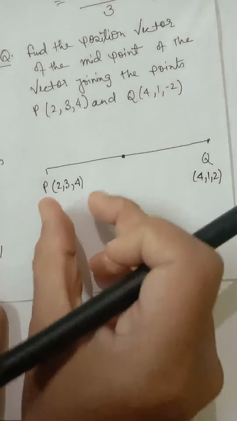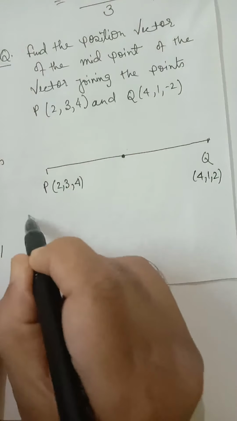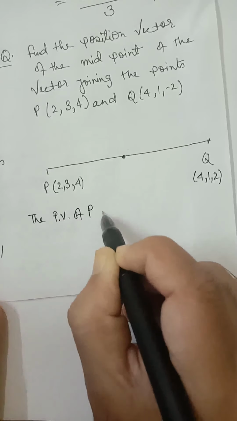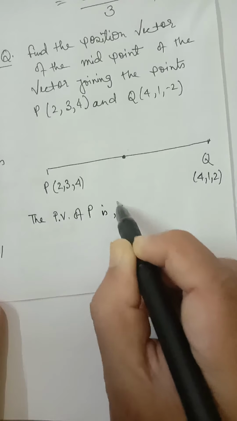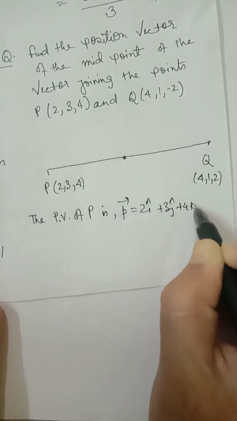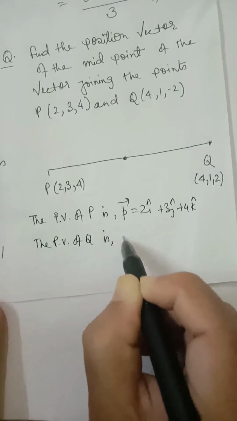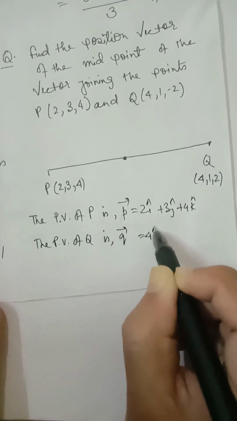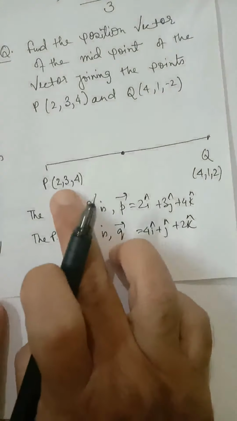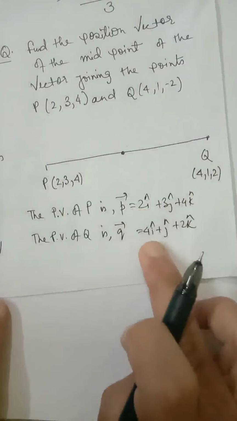Now, we know if coordinates of a point P are 2, 3, 4, the position vector of the point P is P vector equal to 2i plus 3j plus 4k. The position vector of the point Q is Q vector equal to 4i plus j plus 2k. So coordinates are 2, 3, 4, its position vector will be 2i plus 3j plus 4k. Similarly, its position vector will be this.